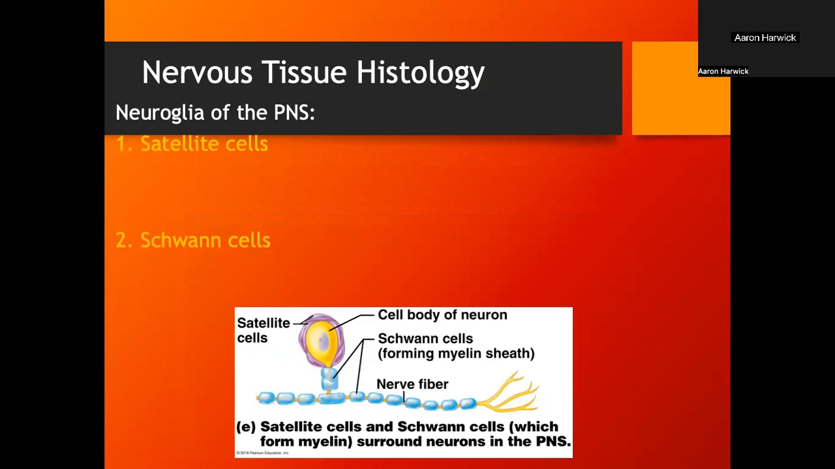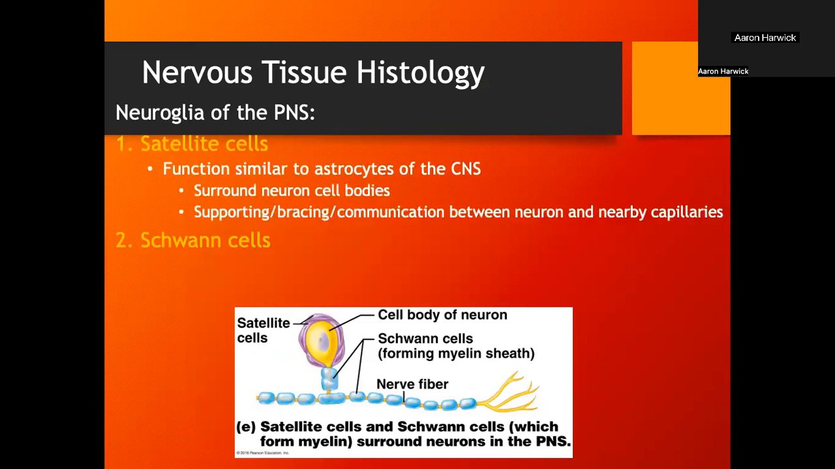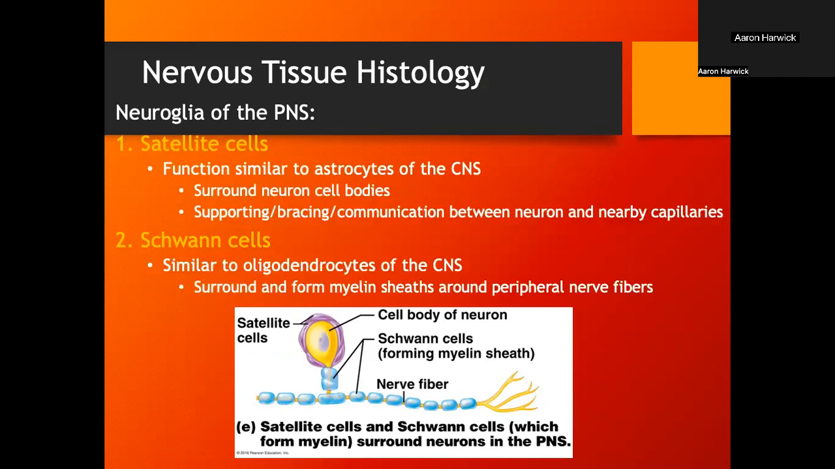So we've also got neuroglia within our peripheral nervous system, of which there are satellite cells and Schwann cells. Satellite cells function similar to the astrocytes of the central nervous system, where they are surrounding the neurons in the different cell bodies, and they help support, brace, and communicate between the neuron and the nearby capillaries. Schwann cells are similar to those oligodendrocytes of the central nervous system, where they surround and form myelin sheaths around the peripheral nerve fibers, which again, the whole point of that is to help conduct the nerve impulse.